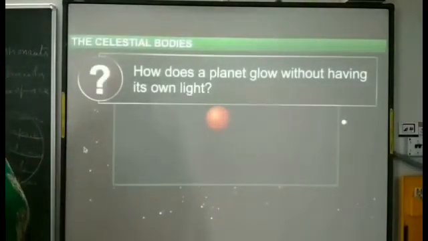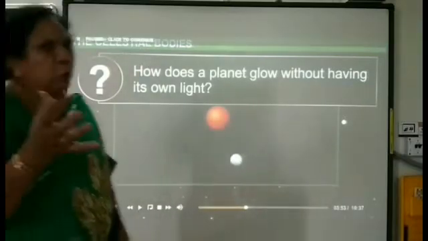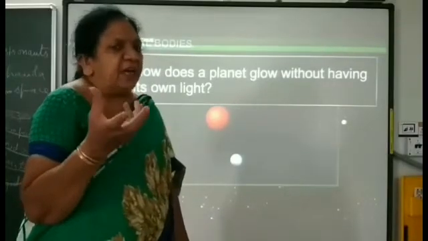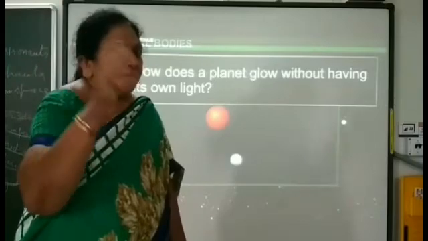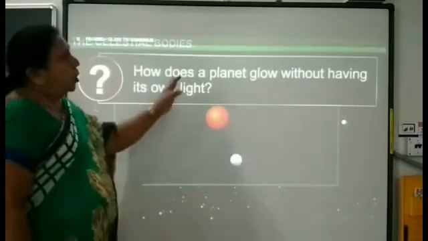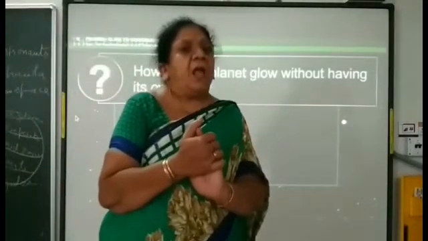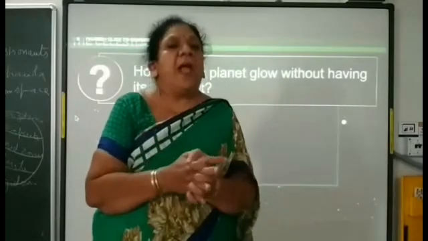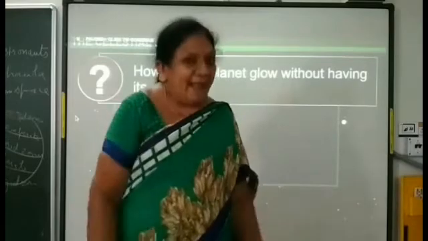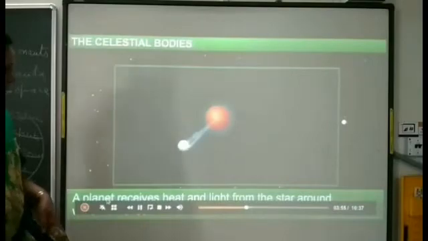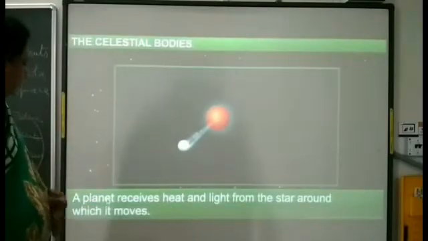So, how does it glow? Glow means light. Planets have no light of their own; they take the light from the sun. So the planet moves around the sun and the moon moves around the earth. Even the sun moves around its galaxy. A planet receives heat and light from the star around which it moves.